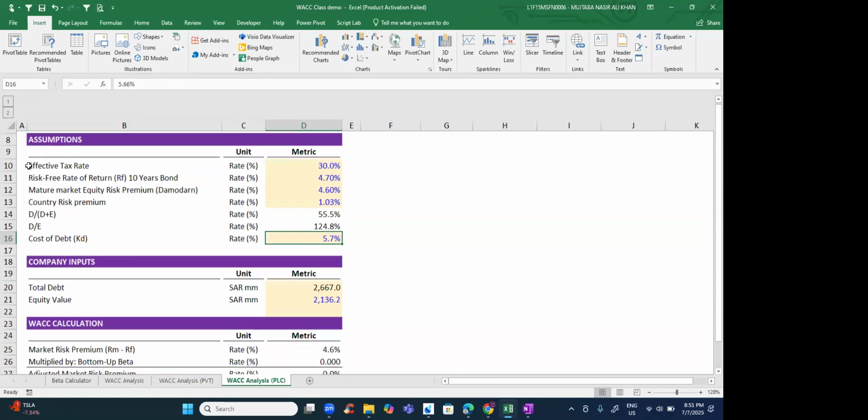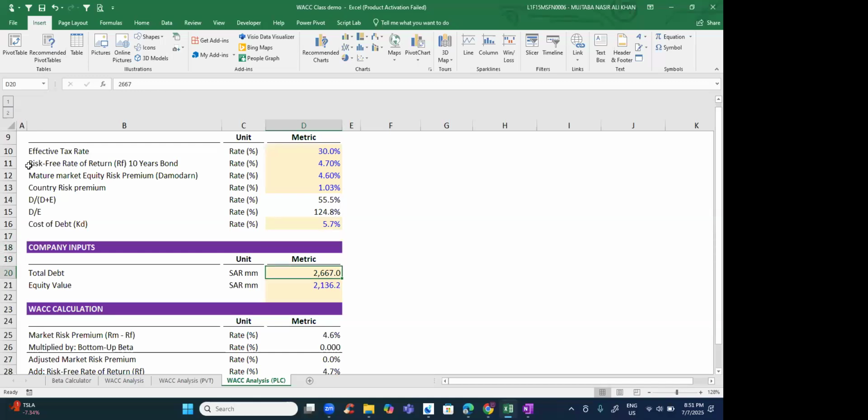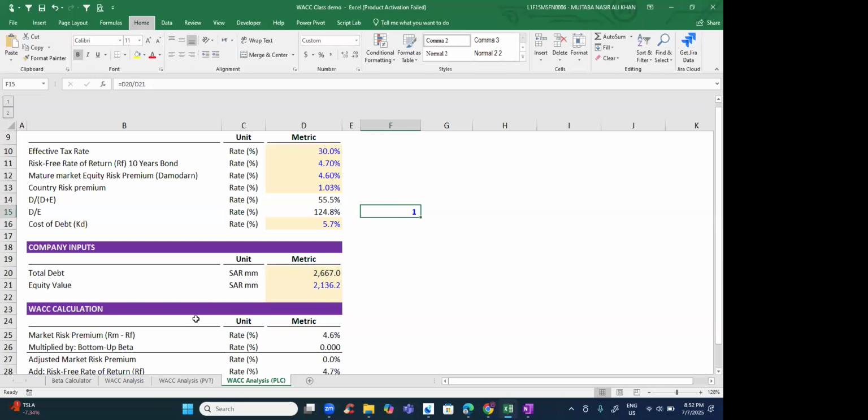So all the data is there. Our company's total debt is given. Our company's total equity is given. So if you look at this, we have calculated debt divided by debt plus equity, 55%. And debt over equity is 125%.